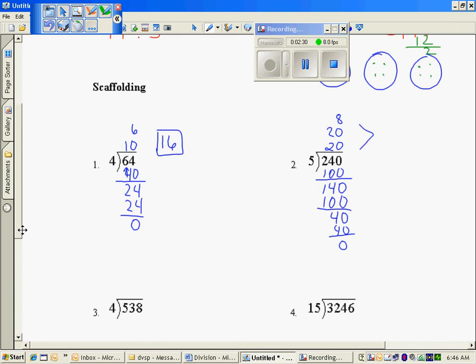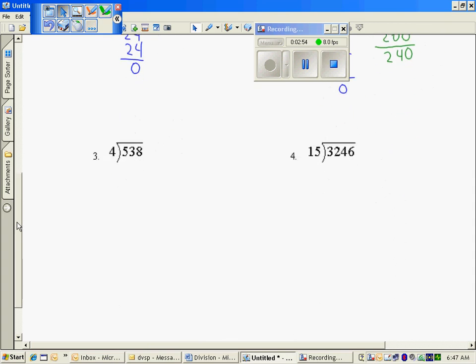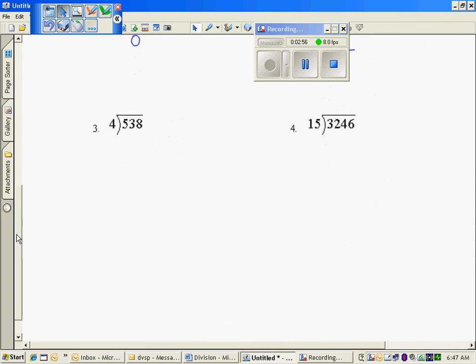So each group then has a total of 48. And to check this, I can use multiplication. 48 times 5, well, 8 times 5 is 40. 5 times 40 is 200. 240 is the total amount. So multiplication and division will check each other as they are inverses of each other.